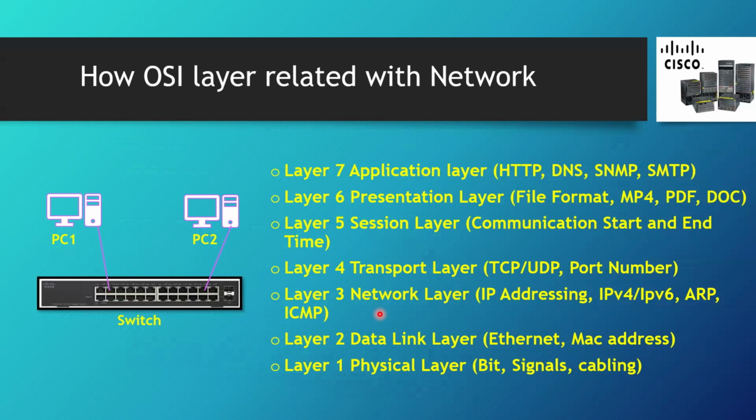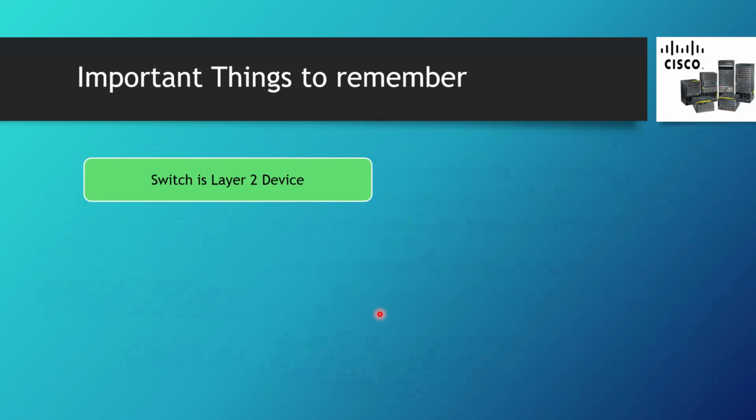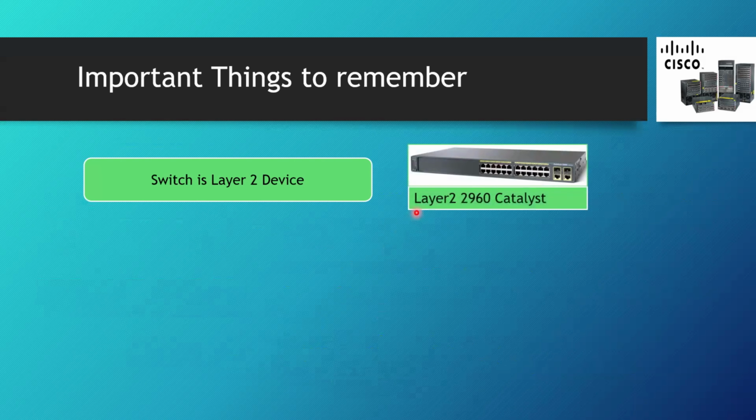Some of the important things to remember from here, let's say switch. Switch is a layer 2 device. So let's say in here, one example, we have a 2960 Catalyst switch. This is a layer 2 switch. Layer 2 switch means they mostly work with MAC address.